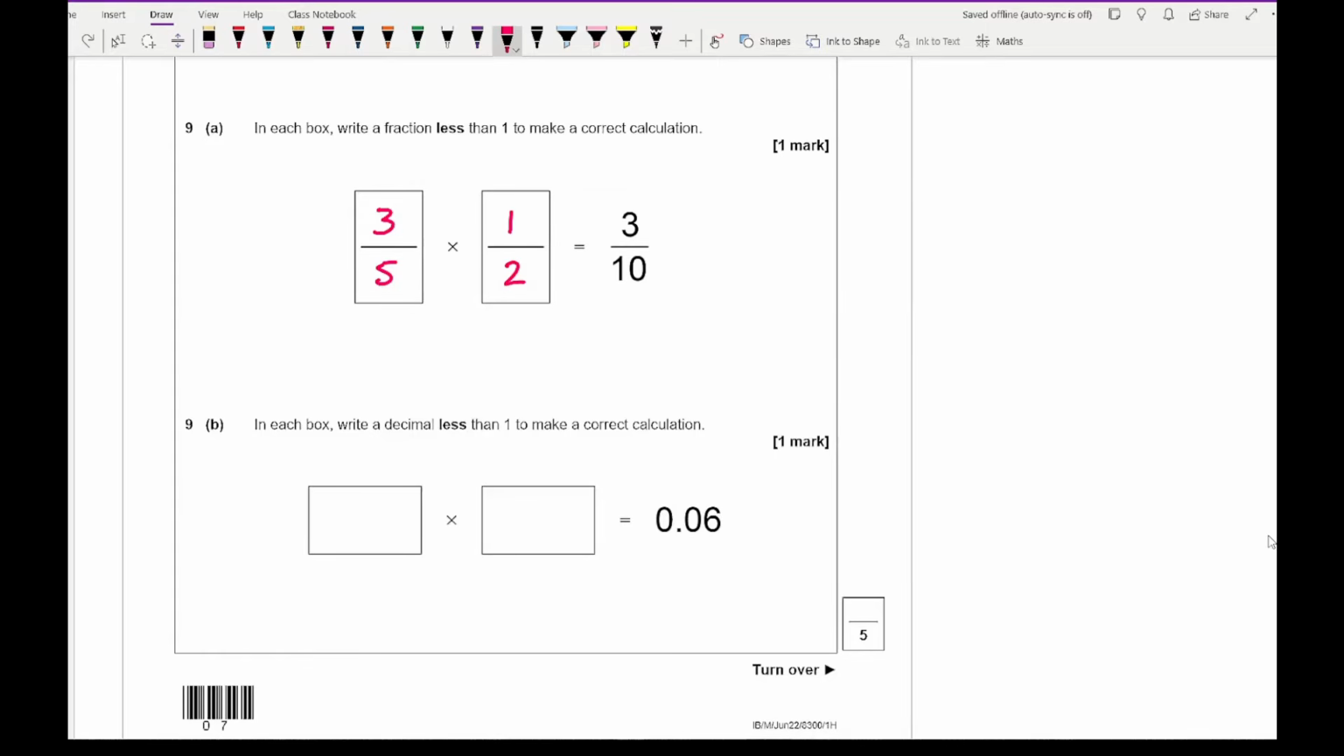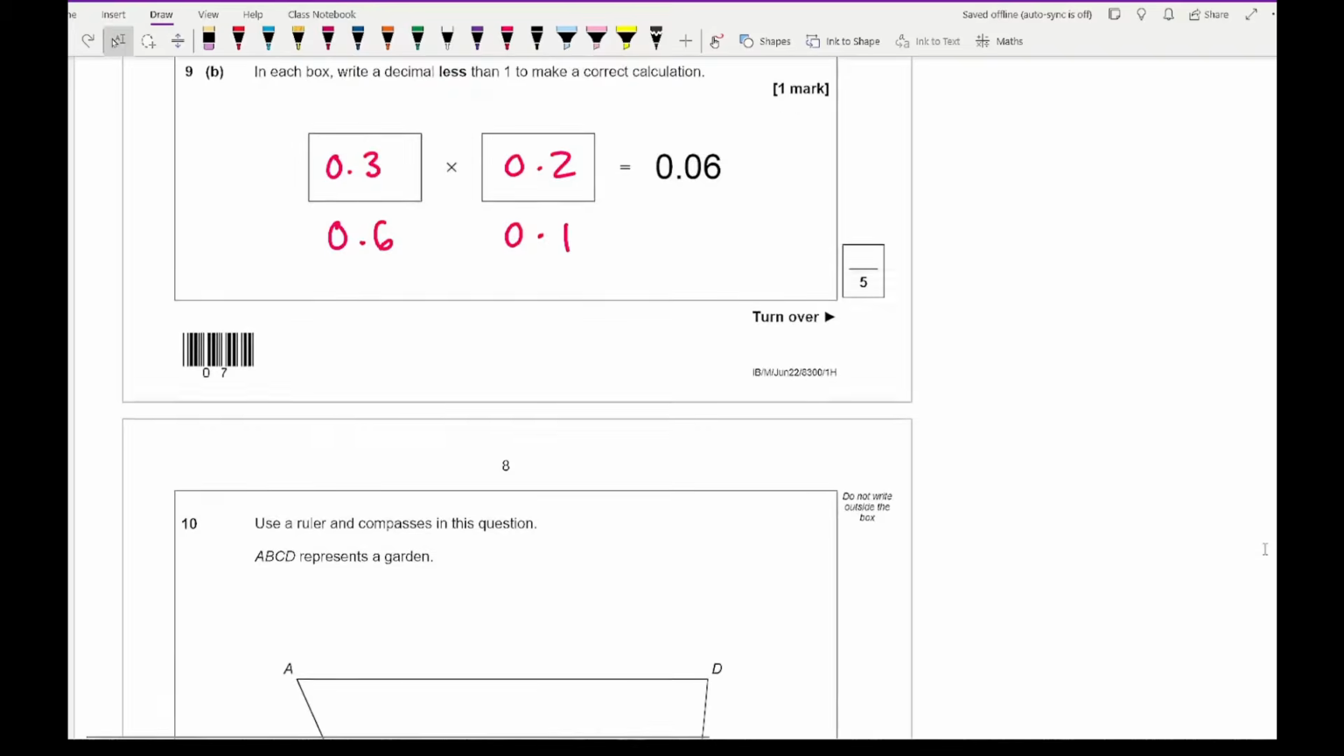For the next one, it says in each box write a decimal less than 1 to make the correct calculation. So let's go for 0.3 and 0.2. So another combination I could add is 0.6 and 0.1 would have been absolutely fine as well.